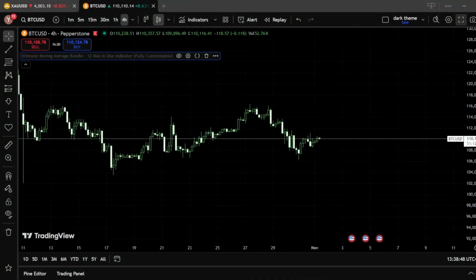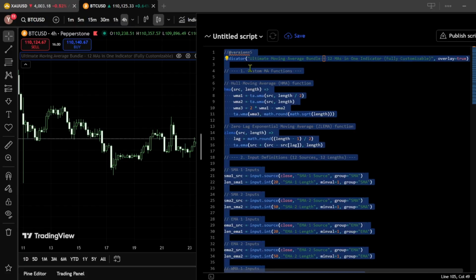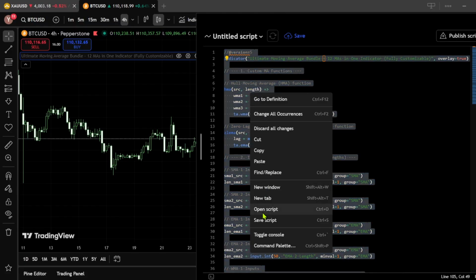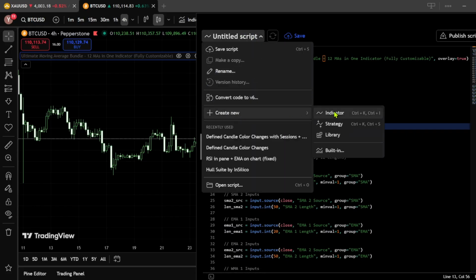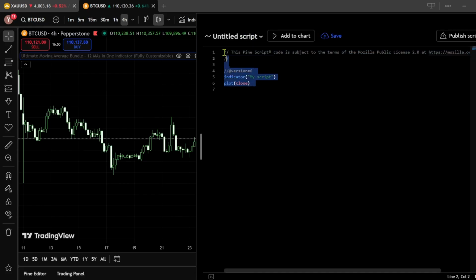Open TradingView and go to your chart. At the bottom, click on Pine Editor. Delete any existing code and paste the script from the doc. Click Add to Chart, and boom, you'll see all 12 moving averages overlaid instantly. Click the gear icon next to the indicator name to customize each one.